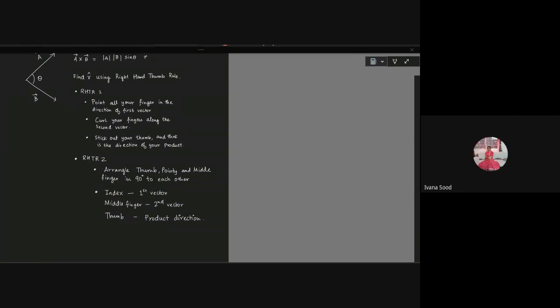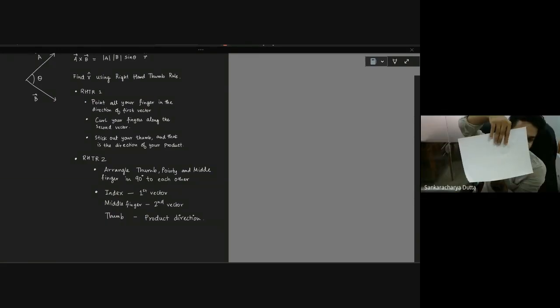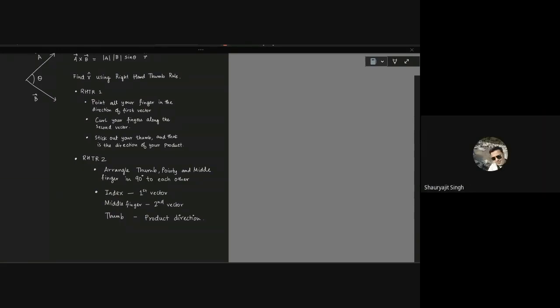And this will be the YZ plane. I hope that made sense.